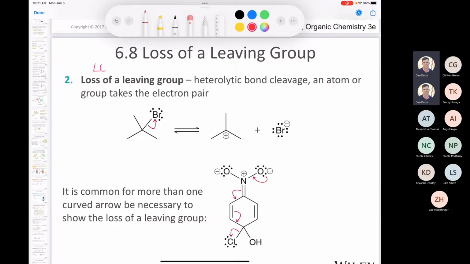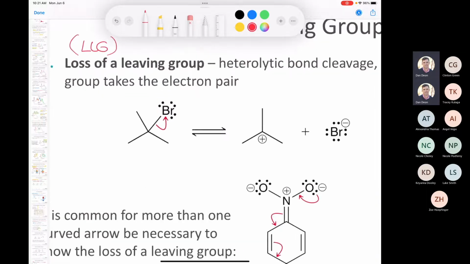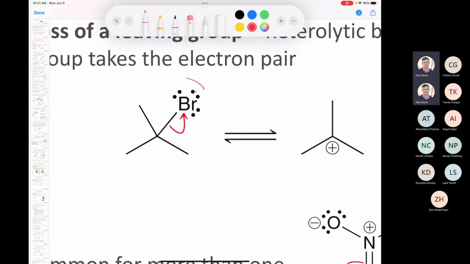We use LLG. So loss of leaving group involves the heterolytic bond cleavage and loss of some kind of group that takes a pair of electrons. Let's look at an example here. We have tert-butyl bromide, and then you just have the bromine leaving as a bromide. And when it does, it takes the pair of electrons in this bond. Remember, a double-headed arrow represents the flow of 2 electrons.